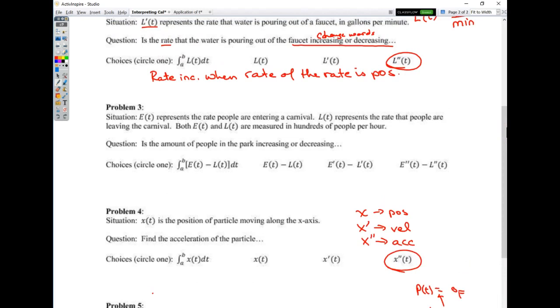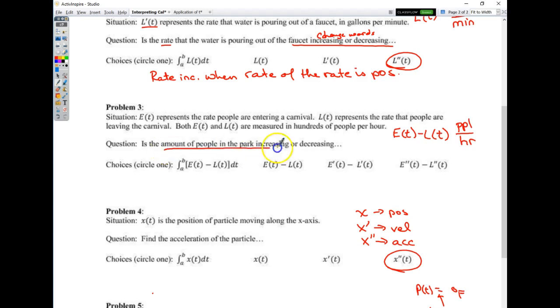We've got E of T that represents the rate of people entering the carnival, and L of T, which is representing the people going out. So both E and L are measured in hundreds of people per hour. What I'm looking at is: is the amount of people in the park increasing or decreasing? So what I want to do first is realize this is E of T minus L of T. And these are both measured in hundreds of people per hour, which tells me something. E of T and L of T are both rates.